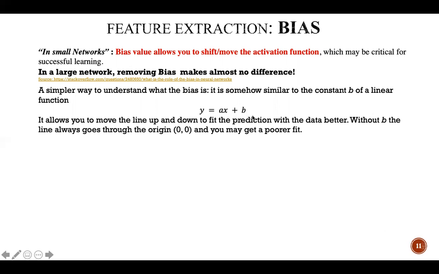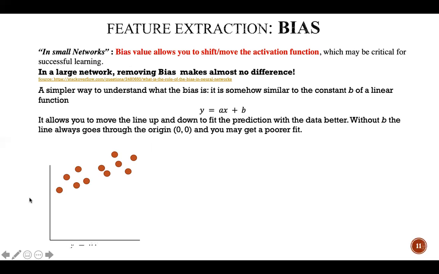Now, if I have this equation and I want to graph it, this parameter b allows you to move the line up and down to fit the prediction with the data that you have. So what do I mean by this? If I have a small point cloud like this, and I want to fit the line that I get using this equation to approximate this point cloud in a good way, this parameter b will give you the ability to predict this better.